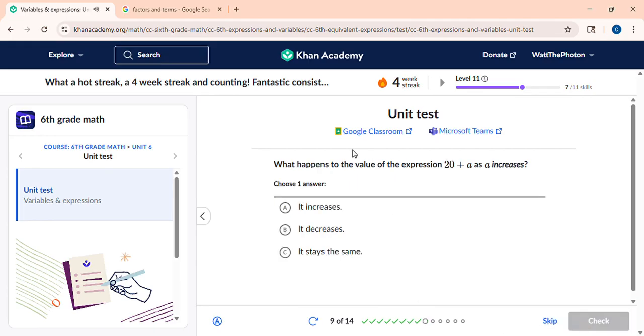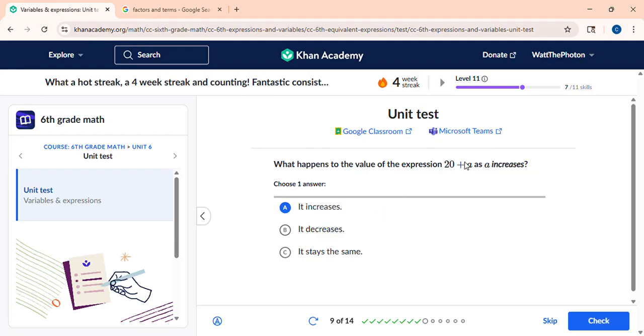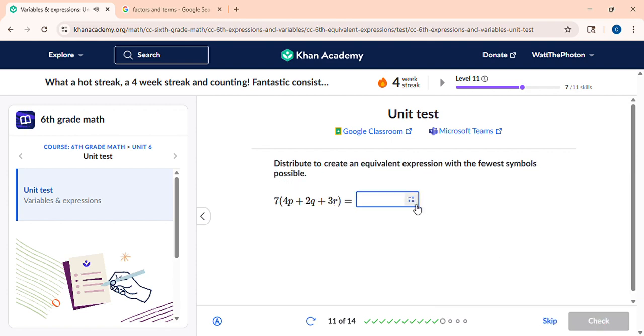There we go. What happens to this expression as 8 increases? We can take the plus 20 out, which is the y-intercept, and the function itself should increase. Factor of that to the equivalent expression. 2, 3, 1. That seems right. 18k, that's wrong. 24k, that misses out the single digits. So A and B must be right.